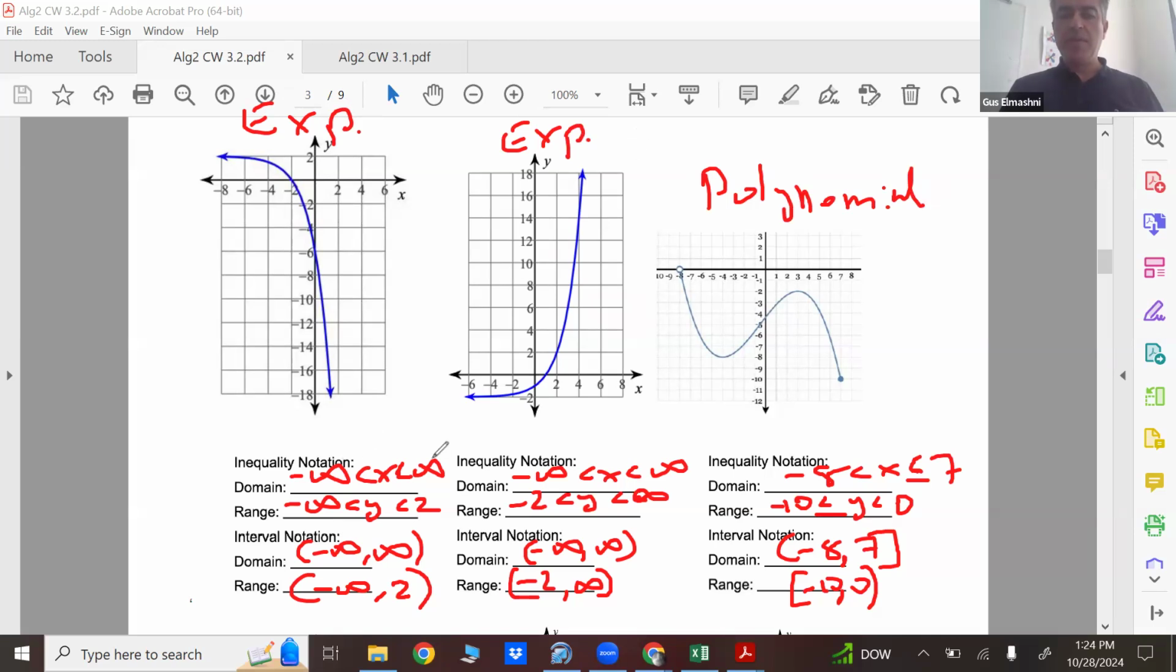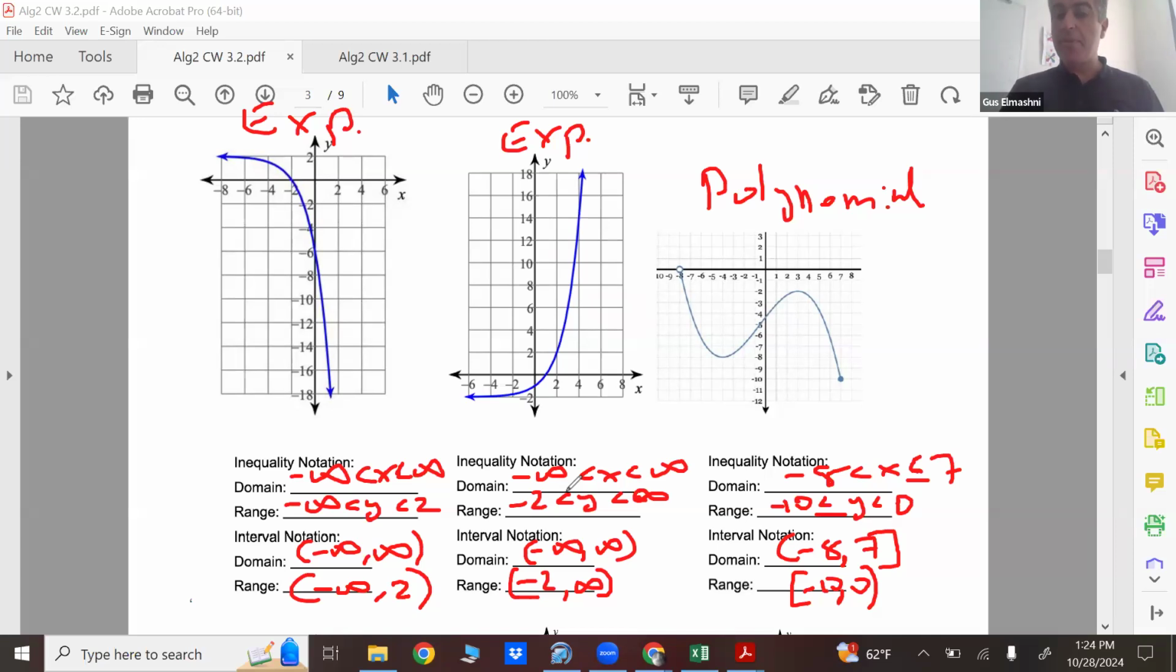So you're gonna write negative infinity, it goes to infinity, with parentheses. For the polynomial, the one on the far right, negative 8's not included, but 7 is included. So you're gonna put negative 8 is less than X, which is less than or equal to 7, or parentheses, bracket. The range is not terribly obvious because is there an asymptote? I'm telling you there is, but the graph doesn't show it necessarily.